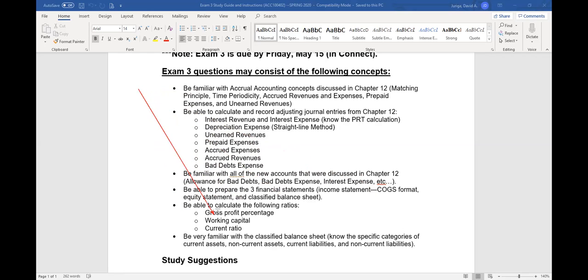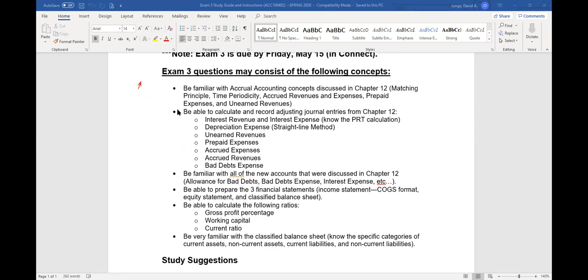Know these ratios: gross profit, working capital, current ratio. Notice I left out the other ones. I actually added those other ones. Your textbook didn't really go over those, but just because of our time, I focused on 3 of them that I feel like are pretty easy to understand without taking advanced skills. These are pretty easy to get down. Be very familiar with the classified balance sheet. Note the specific categories of current assets, non-current assets, current liabilities, and non-current liabilities.